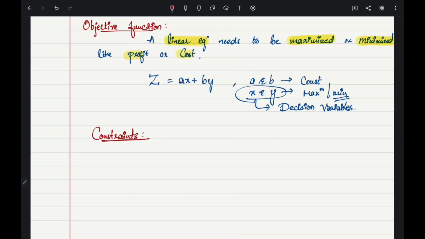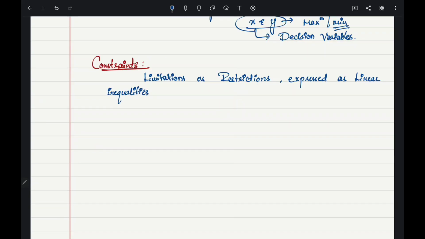Next we will understand what are constraints. I have informed you earlier, constraint is nothing but obstacles. So let's understand in mathematical terms. Constraints are either limitations or restrictions. As I have mentioned earlier, they are obstacles or limitations or restrictions expressed as linear inequalities. It can be written as ax plus by is less than or equal to c, or it can be greater than or equal to c. So constraints are the restrictions expressed in terms of linear inequalities.